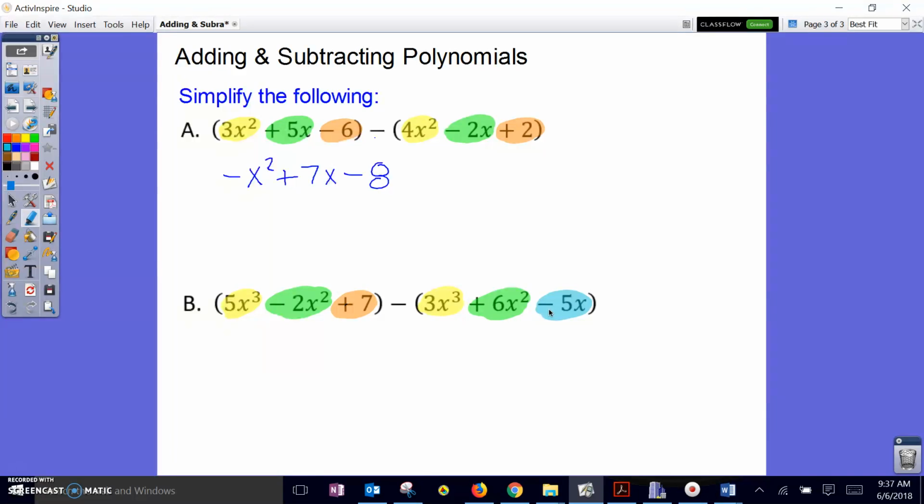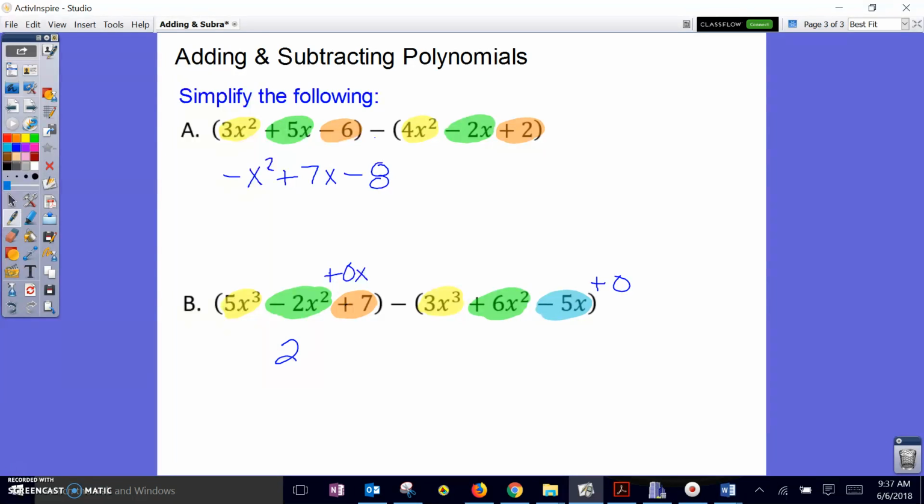And here it's kind of important to use that idea that we really have a plus 0x in the first polynomial and a plus 0 to help us, especially in subtraction. A lot of people make sign errors because they don't think about it this way. But let's think about it this way. So let's start with our x cubes. We've got 5x cubed minus 3x cubed.